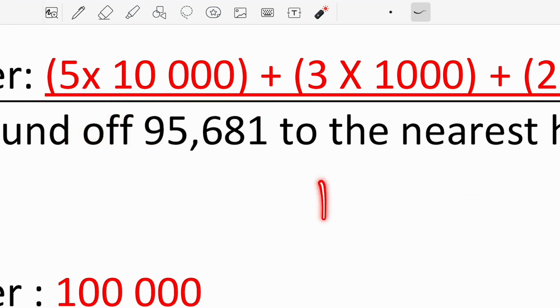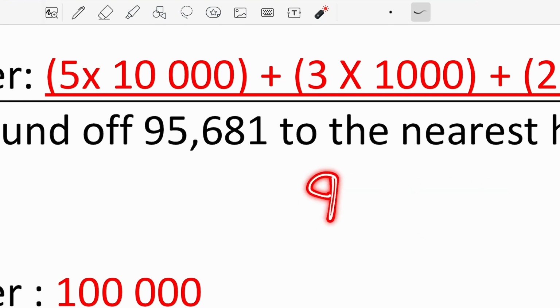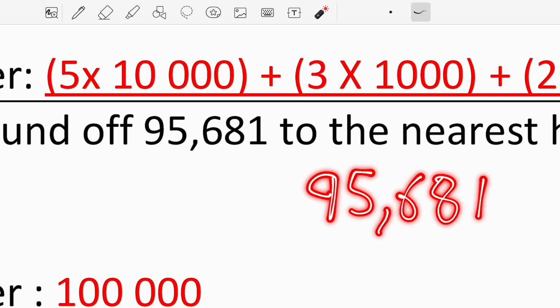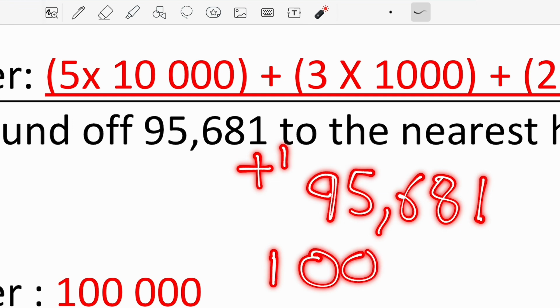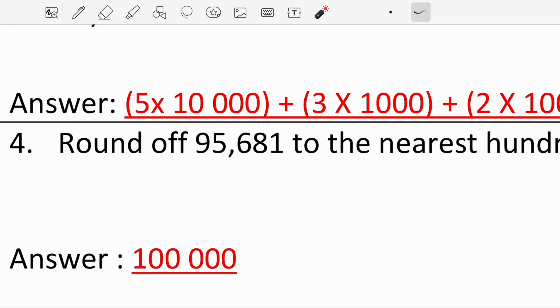So let's do that again. So for the 95,681, sorry. Since the 9 is more than 4, we're going to add a 1 to the digit on the left, which makes it 0 plus 1 is 1. And for all the digits on the right, we're going to put zeros. So your answer is 100,000.